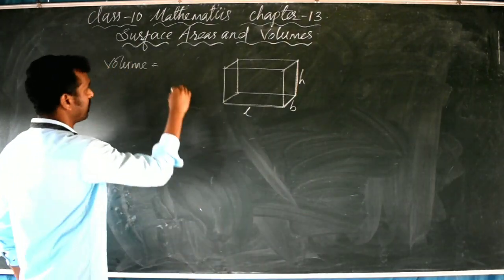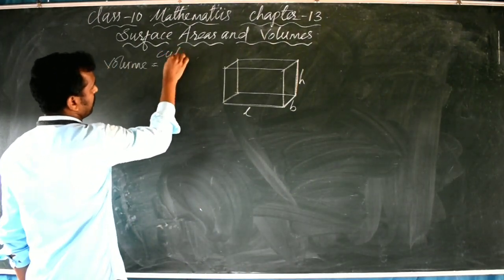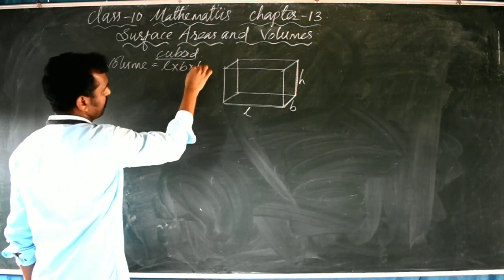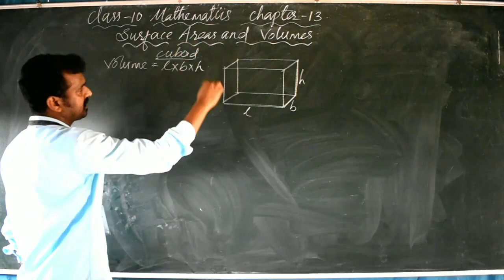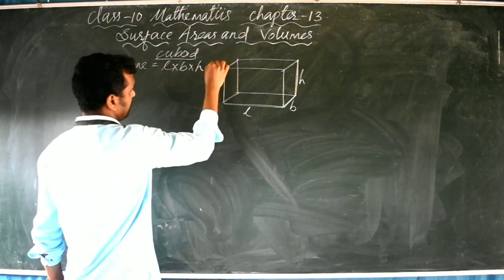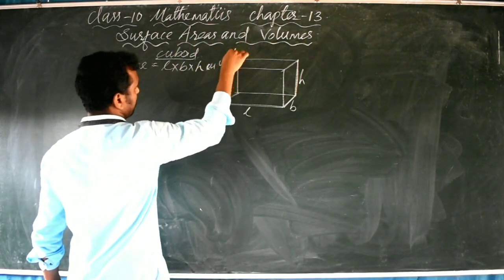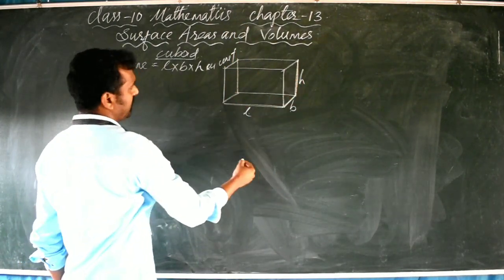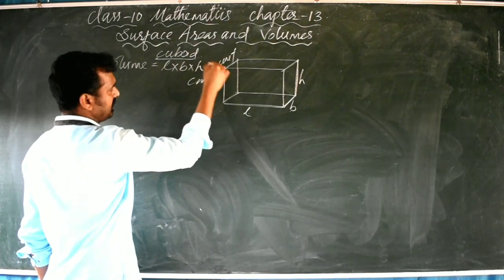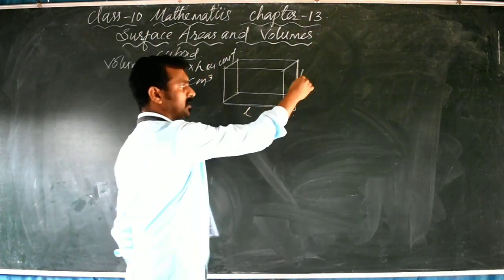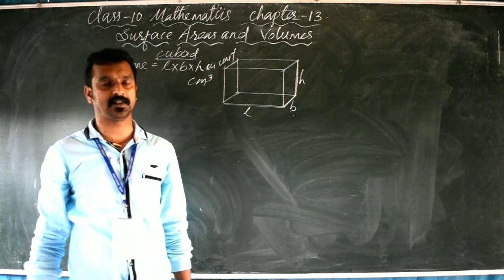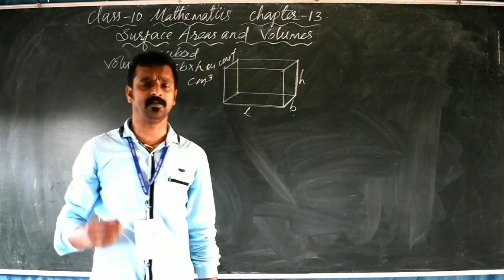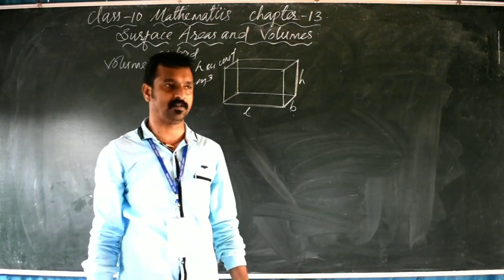So what is the formula? Volume of a cuboid is equal to length into breadth into height, and it is in cubic units. Suppose the length, breadth and height are given in centimeters, it will be centimeter cube. If given in meters, it will be meter cube. So volume will always be in cubic units only.